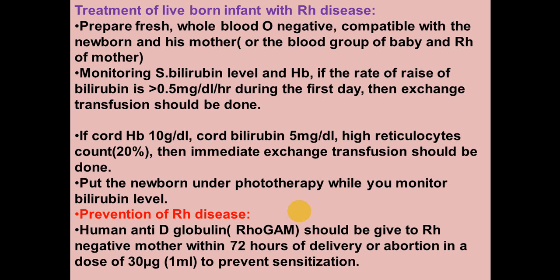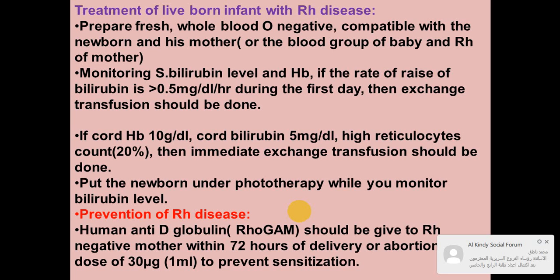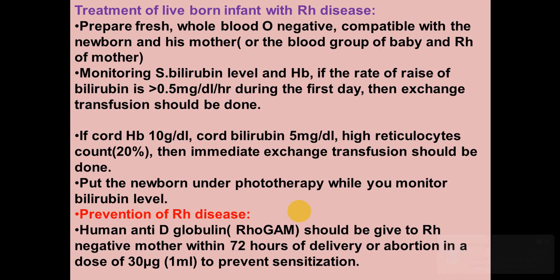And there are certain indications for immediate exchange transfusion after delivery of the newborn baby. If the cord hemoglobin is below 10 gram per deciliter, if the cord bilirubin is above 5 milligram per deciliter, or if there is a high reticulocyte count, we do immediate exchange transfusion. And you know the prevention of the RH isoimmunization is by giving human anti-D-globulin to the RH negative mother within 72 hours after delivery or abortion in a dose of 30 microgram, which equals 1 ml, to prevent the sensitization.